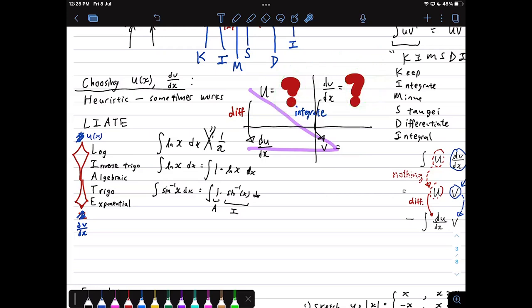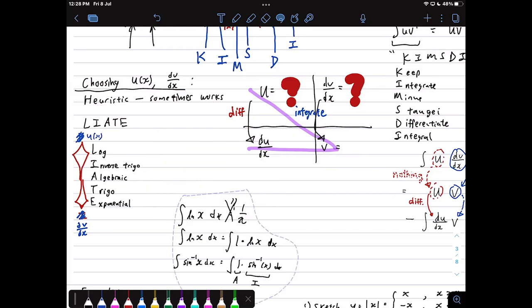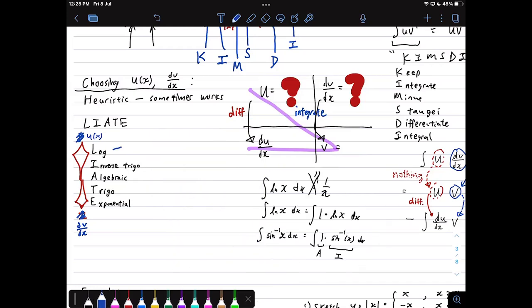Okay, and you know what is log, inverse trigo, algebraic, trigo, and exponential? I was assuming you know. All right, then let me just list down some examples first, just to be complete. So logarithm, it will be something like ln of x. Inverse trigo will be something like sine inverse of x, cosine inverse of x, tangent inverse of x.